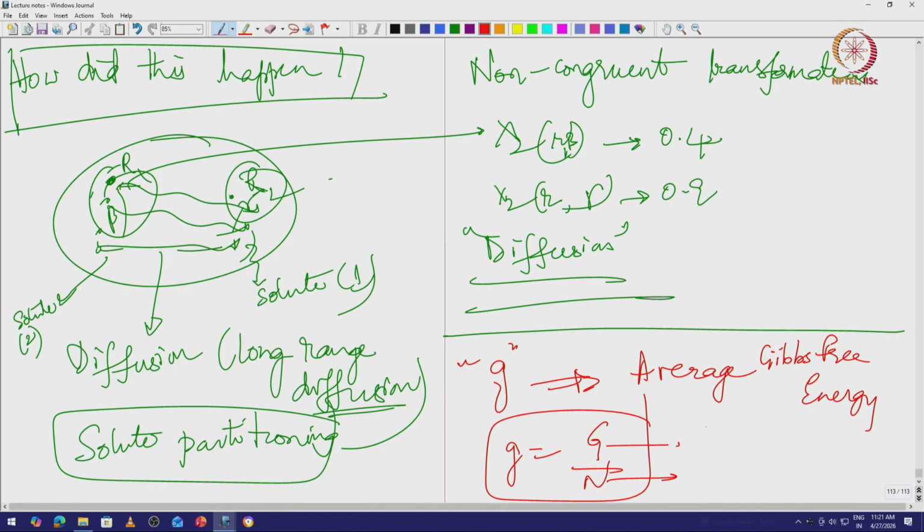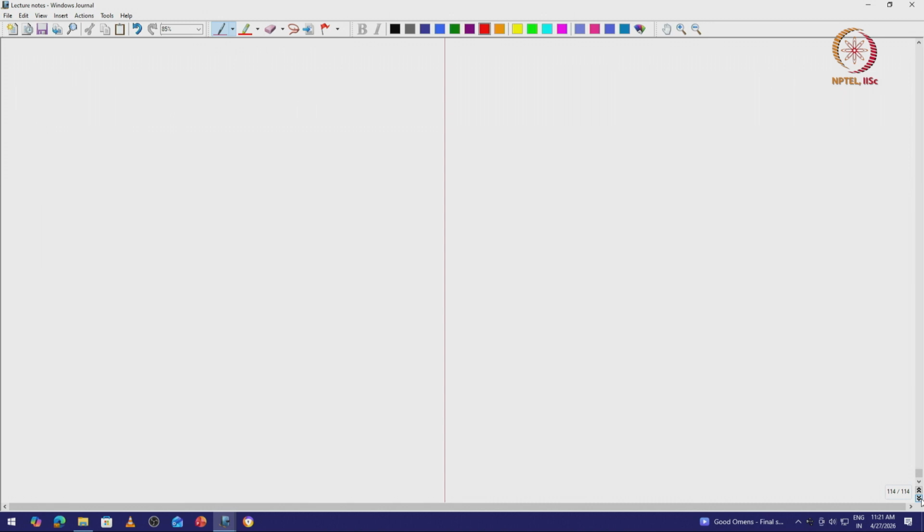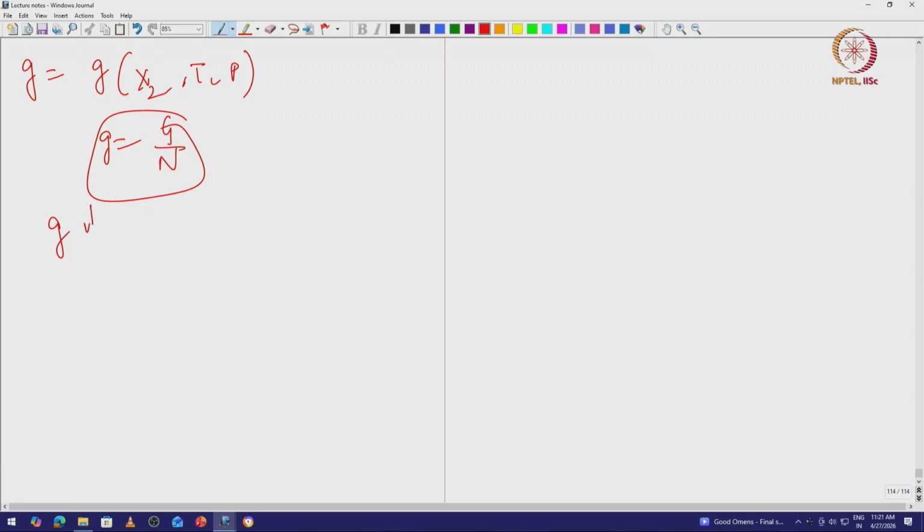Okay. But this includes, so g will be a function of temperature and pressure, that we know, but g is going to be a function of x2. It is not going to, since I already wrote g is equal to G by N, g itself will not depend on N.